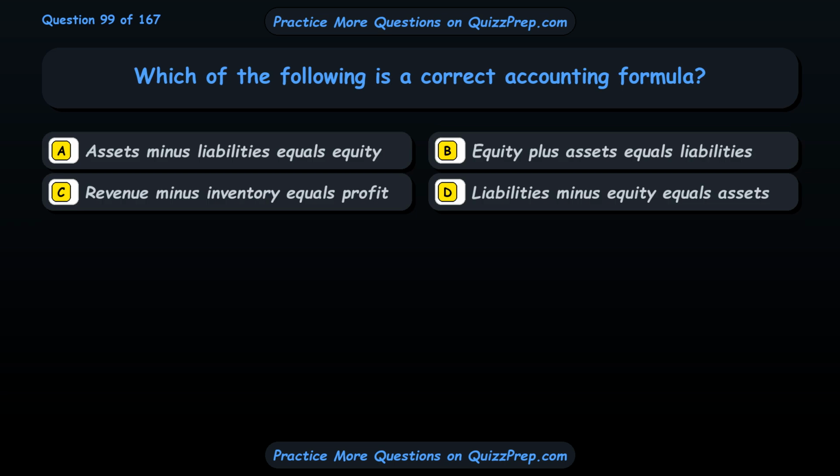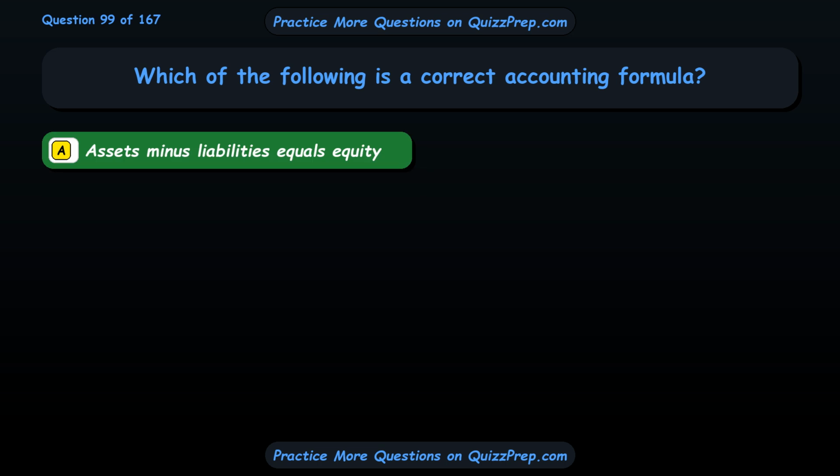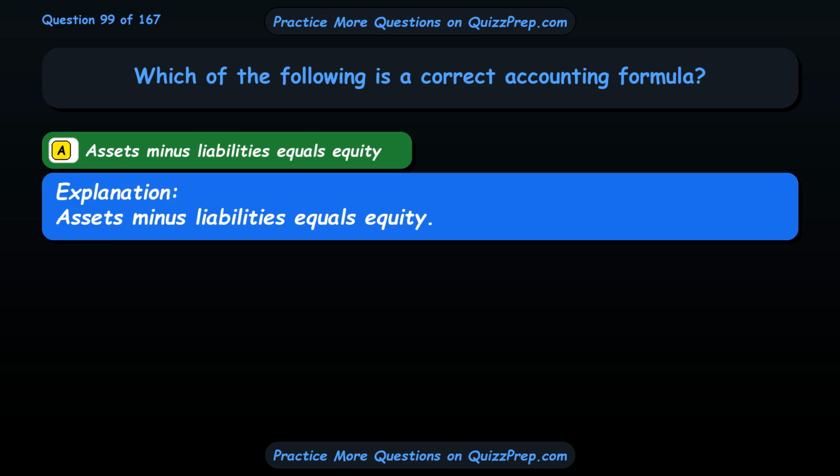Question 99. Which of the following is a correct accounting formula? Option A, assets minus liabilities equals equity. Option B, equity plus assets equals liabilities. Option C, revenue minus inventory equals profit. Option D, liabilities minus equity equals assets. The correct answer is option A, assets minus liabilities equals equity.